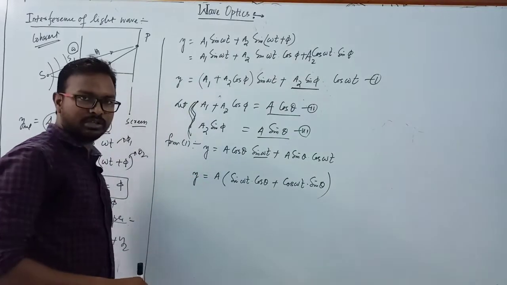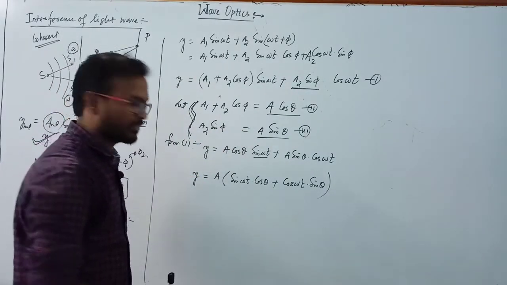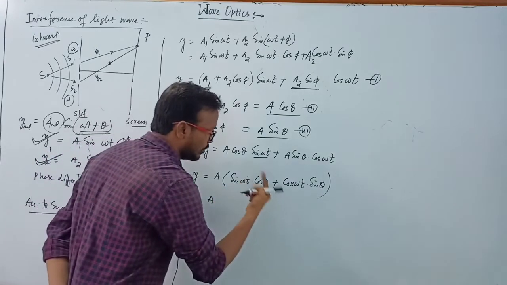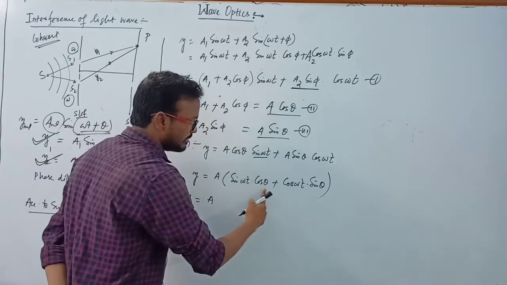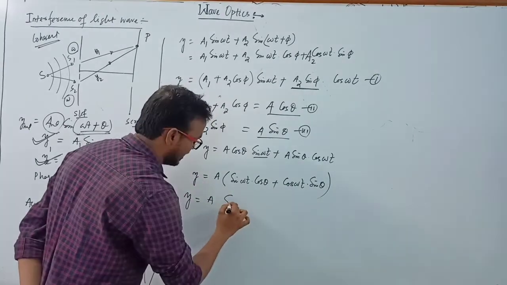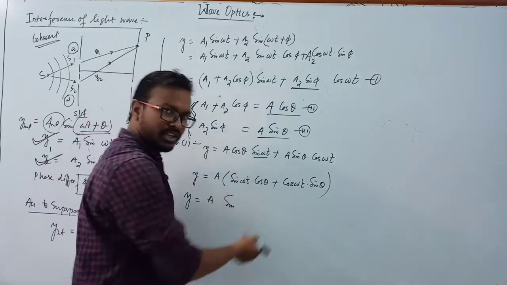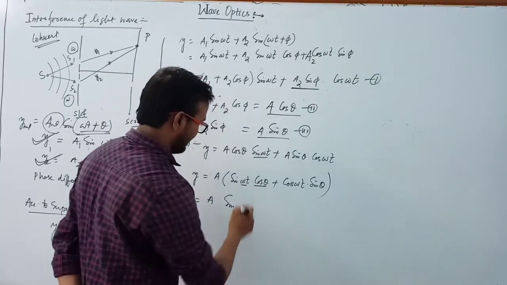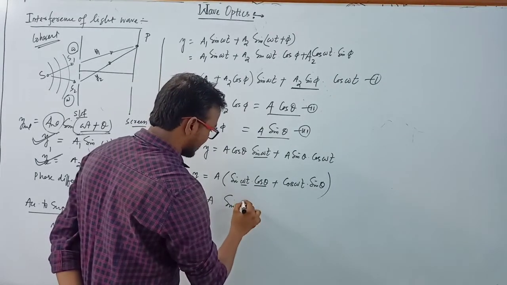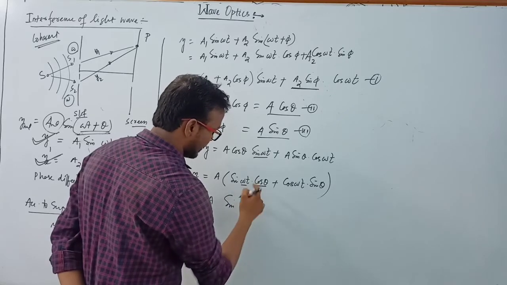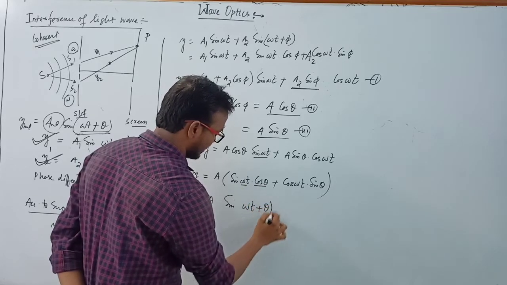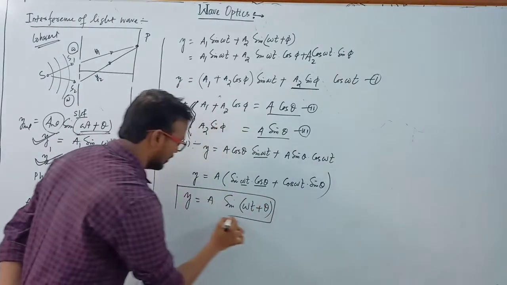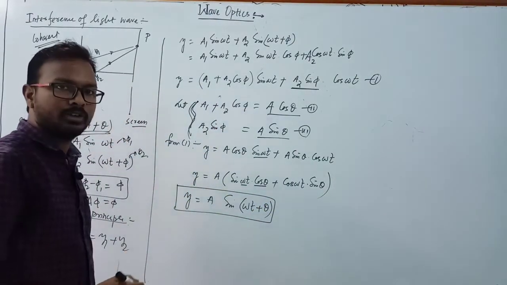To derive the general equation, you have to remember this concept. So y net, or y equal to A sin omega t cos theta plus cos omega t sin theta, that means sin A plus B, and here sin of omega t plus theta. Clear? This is the general expression of superposition of waves.